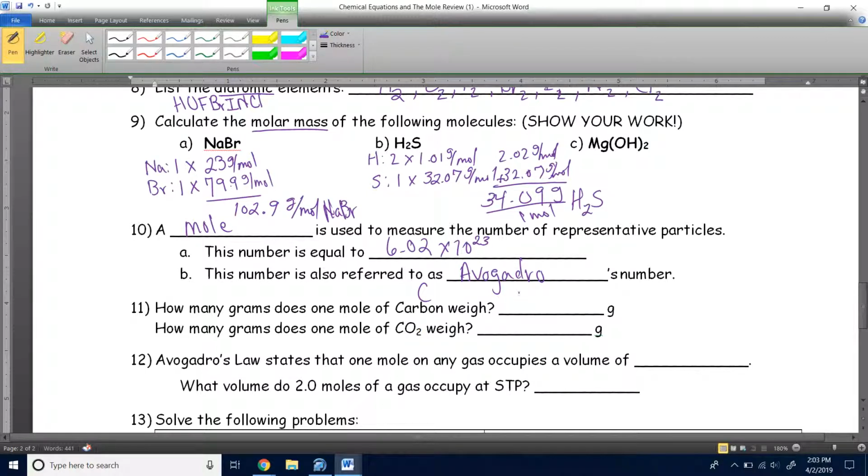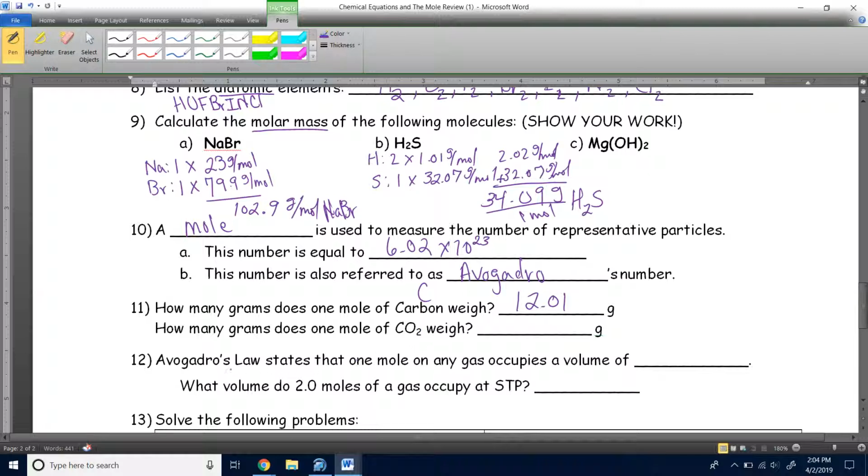So we look it up on our periodic table and we see that it is 12.01 grams. And then how many grams does 1 mole of carbon dioxide weigh? So it's the same thing here. You're finding the molar mass. Okay, so I'm going to leave that for you guys to do as well.